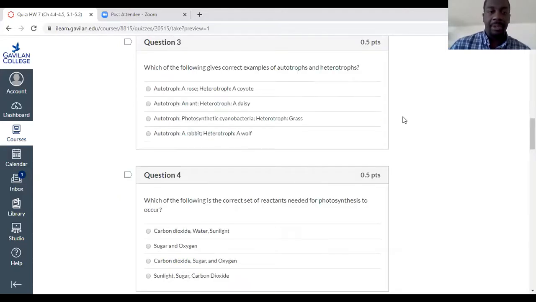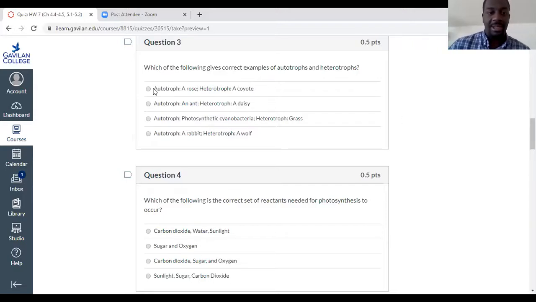So that's good. Number 3. Which of the following gives correct examples of autotrophs and heterotrophs? A, an autotroph would be a rose, and a heterotroph a coyote. B says an autotroph would be an ant, and a heterotroph would be a daisy. C, an autotroph would be some photosynthetic cyanobacteria, and a heterotroph would be grass. Or D, an autotroph would be a rabbit, and a heterotroph would be a bull. Which one is the correct one? Yes, people are getting this one right too.